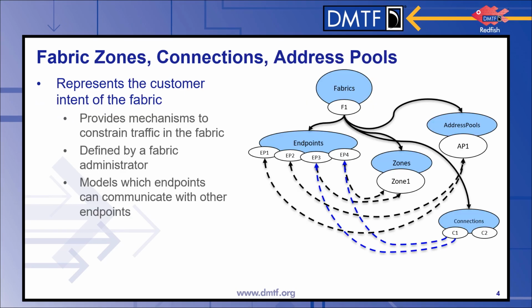Zones, connections, and address pools model the customer intent in terms of connectivity. Zones describe isolation, and address pools describe constraints. Connections describe accessibility at the endpoints. These are defined by an administrator as to which endpoints can communicate with other endpoints.